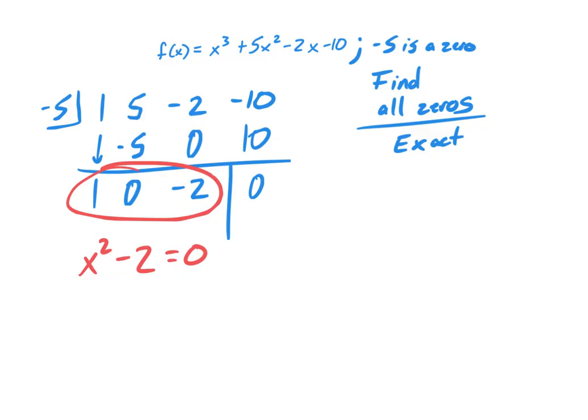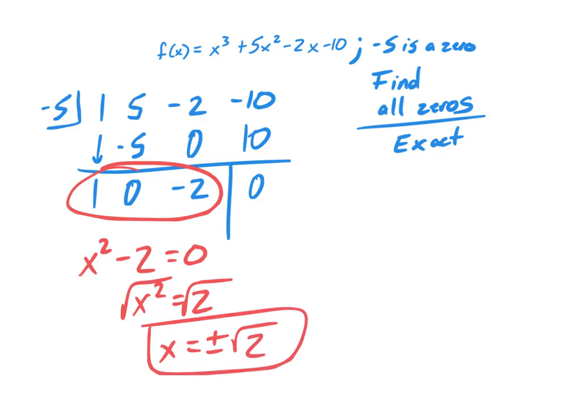Yeah, just do the square root method. Add 2. Take the square root. And we get plus or minus the square root of 2. Okay. So negative 5 and plus or minus the square root of 2 are our 3 zeros.